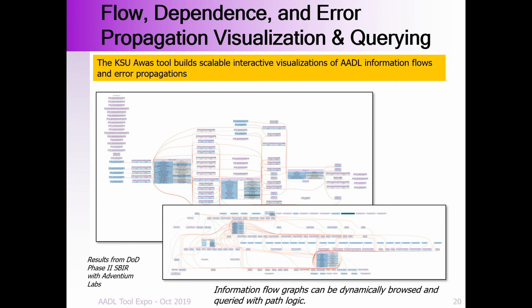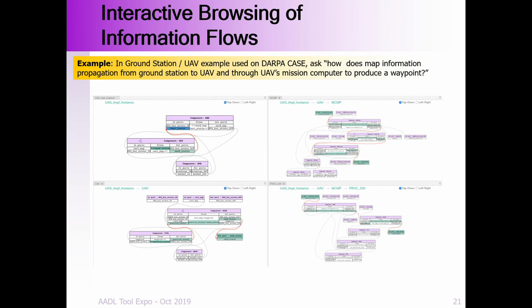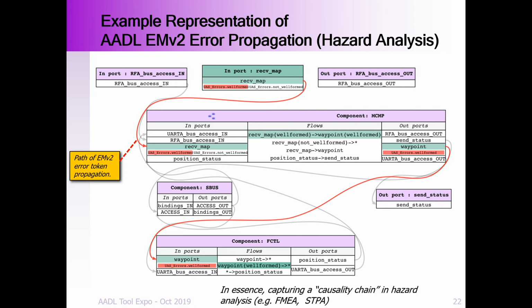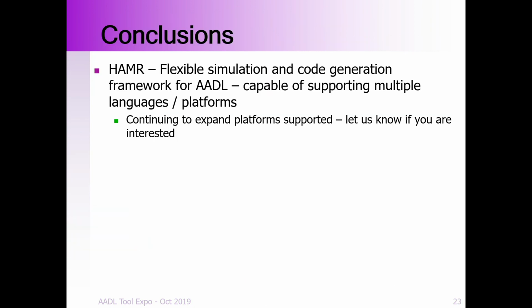One final thing that I'll mention that we're doing on the CASE project is information flow visualization. What's happening here is that you can point these information flow tools at the AADL model, and we'll build these browsable information flow graphs that you can query in various ways. Just press a button here and say, oh, I'd like to know where this particular event's information flows in the system, and it will automatically trace out through all the different subsystems where that's going. So a variety of different visualizations and queryings are available with that.